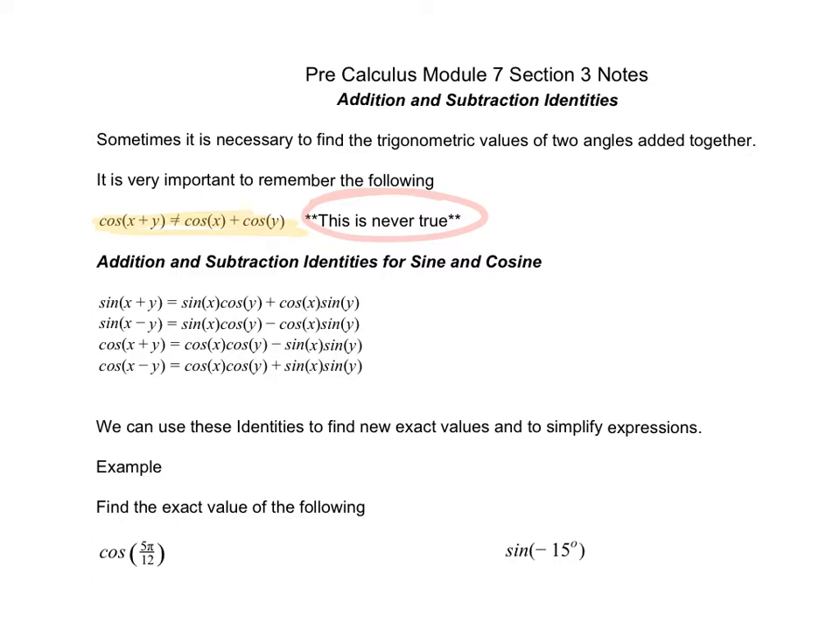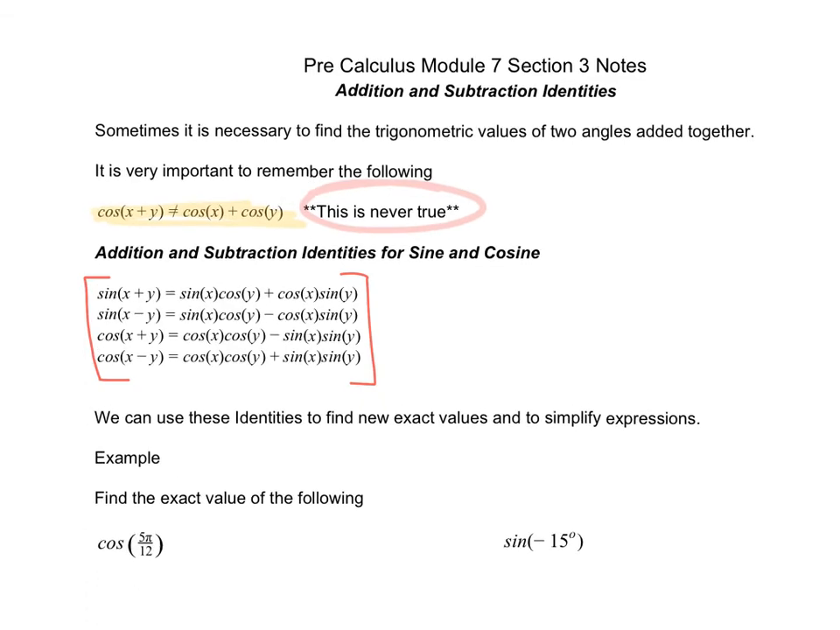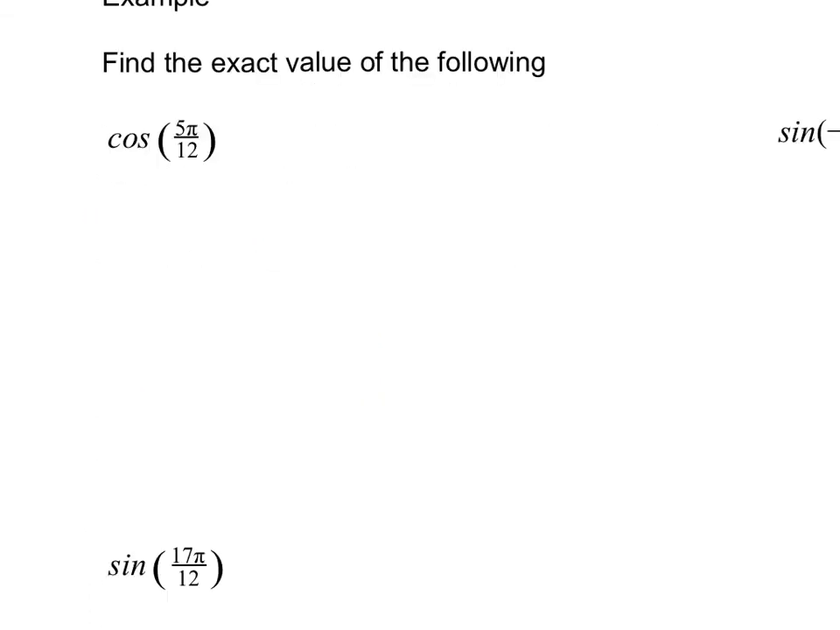But we're going to use these identities to find sine and cosine trig values given angles that are not on the unit circle. So our first example, we want to find the exact value of cosine of 5 pi over 12. And 5 pi over 12 is not a value on our unit circle.